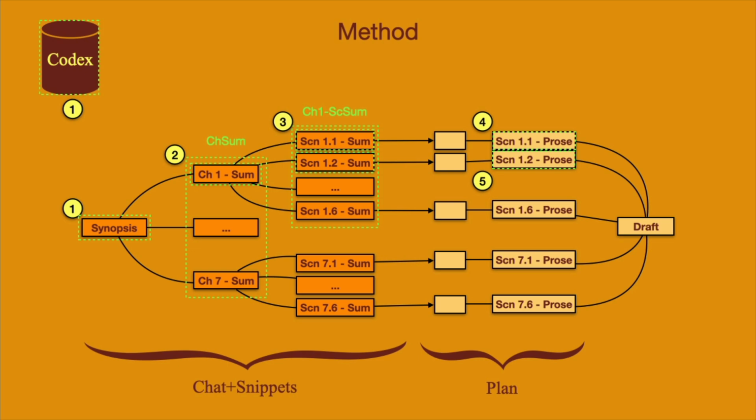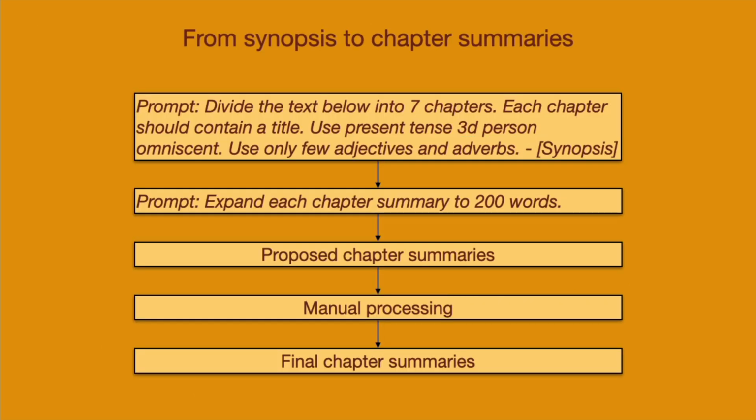Observe also that we can continuously add information and expand our codex as we go along and learn new things. I have now exposed the pattern how an outliner might work. Here are the prompts that I use in the chat section. 2. Go from synopsis to chapter summaries. You can of course adjust these prompts to your own preferences.